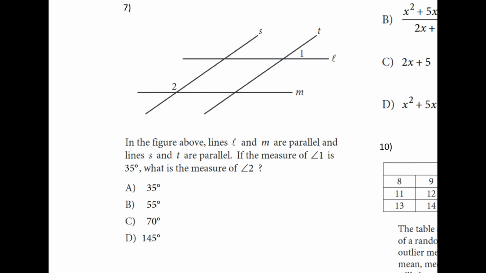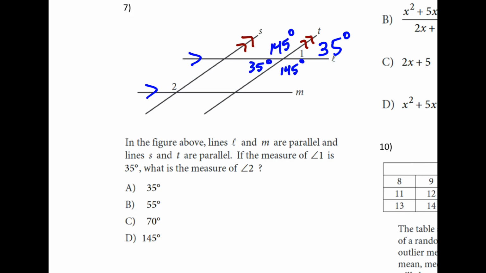In number 7, they tell us that lines L and M are parallel. So I'm going to mark L and M here. They also tell us that S and T are parallel. So I'll mark those here. We know that angle 1 is 35 degrees. Then we're going to use our properties from geometry about vertical angles, about congruent angles, when we have a transversal that crosses two parallel lines.